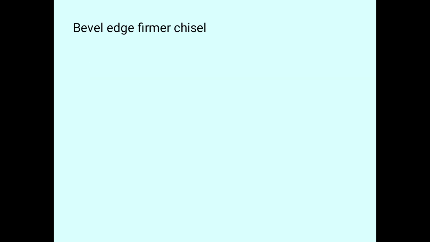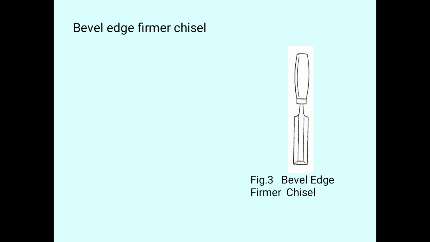And next we can see here, the beveled edge firmer chisel. We can see the diagram here. We can observe the three sides: right side, left side, and the edge of the chisel. This looks like a bevel, so it is similar to a firmer chisel.